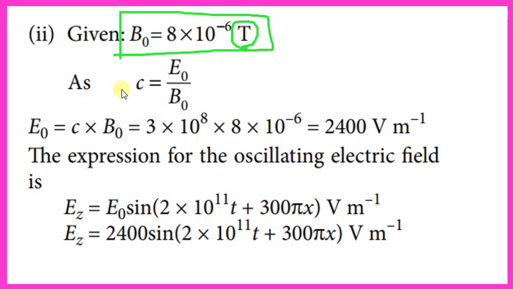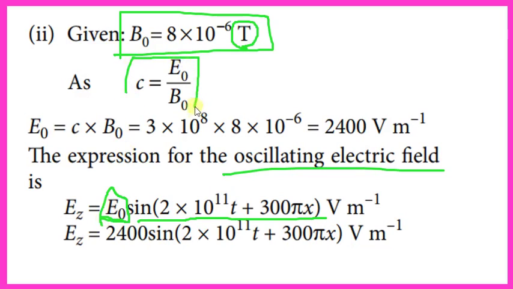Now the similar kind of expression for the oscillating electric field would be Ez equal to E naught sine (2 into 10 to the power 11 t plus 300 pi x) volt per meter. But the main thing is E naught. So how can we figure out this E naught? If you know this simple expression, the speed of light is the ratio of electric field to the magnetic field. You can easily calculate E naught.